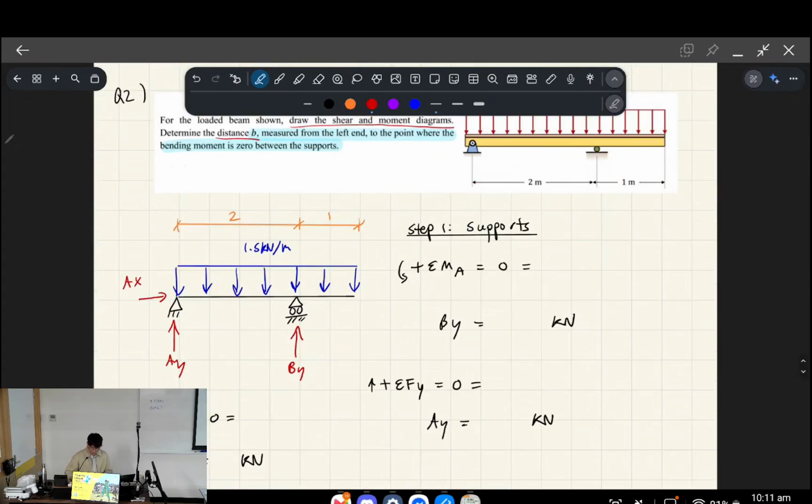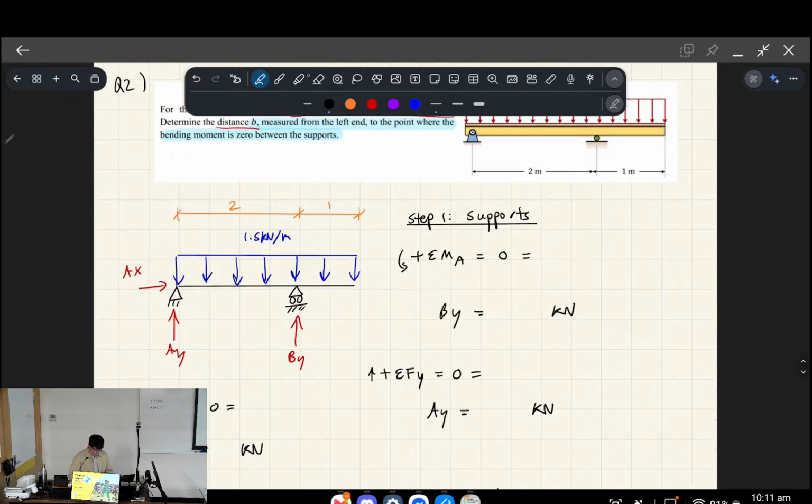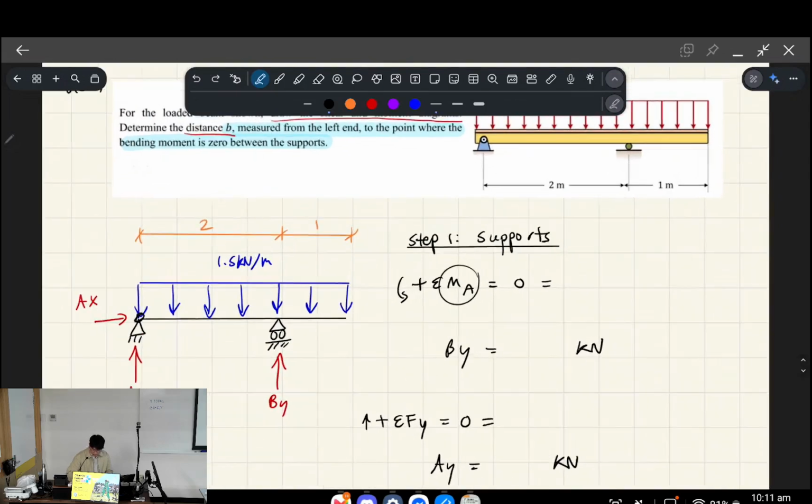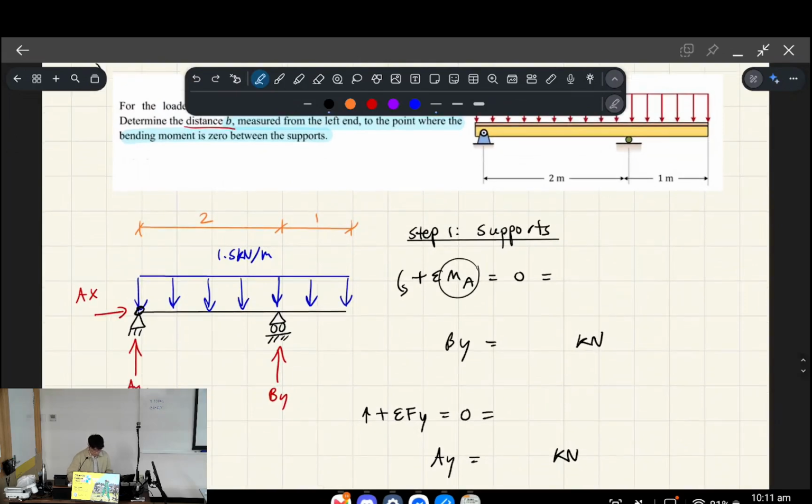As I mentioned before, the first step when you're looking for these things is always to find the supports. So we'll just do that. We're taking moments at A, which means we're going to be solving for the unknown By. We have to consider all of the forces which induce a moment around A. So there's By, the unknown reaction, which is spinning clockwise, so that will give us a lever arm of 2, and it will be positive.